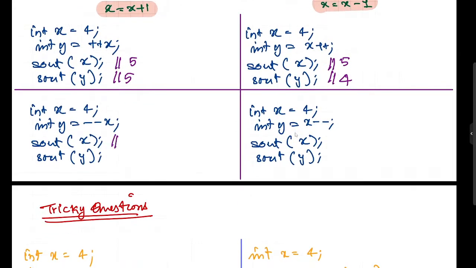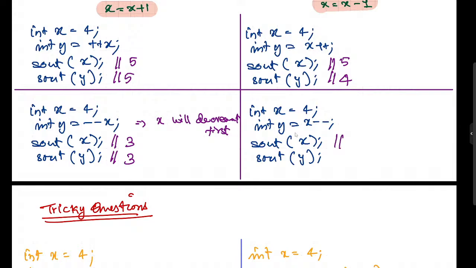In the same way, here, since it is a pre-decrement, x will decrement first, right? So x will be 4. Oh, sorry, this is 4 already, right? So if it is 4, then x would be 3, and then the answer of y would also be 3.